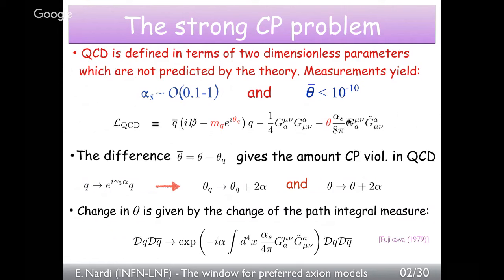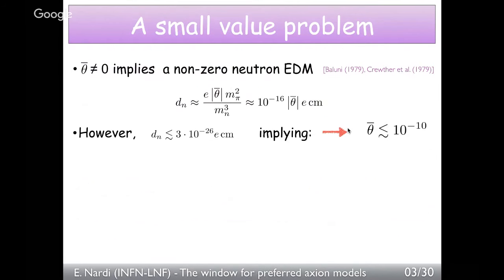Formally, you can obtain this term in a beautiful construction due to Fujikawa in '79, where you can study whether the measure of the path integral is or is not invariant under a chiral transformation. You find that it is not invariant, and when you properly regularize with a gauge invariant procedure, you get that the transformation induces precisely this term, the term that is written there. Just a side remark.